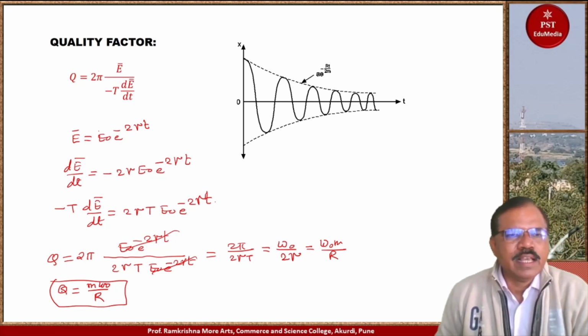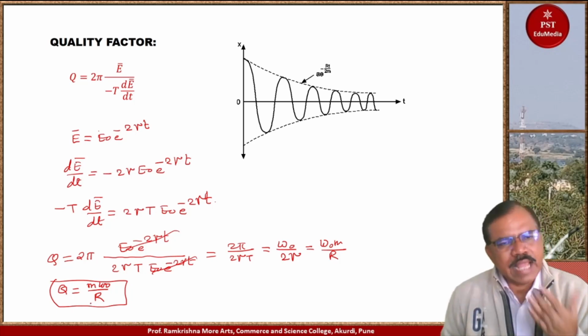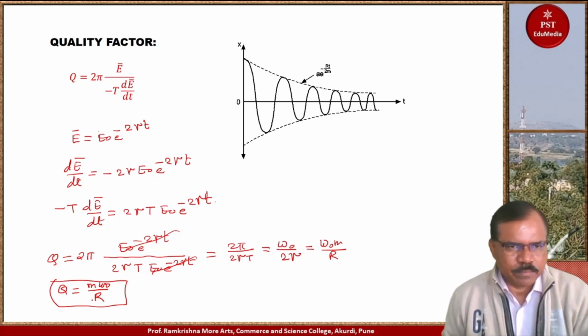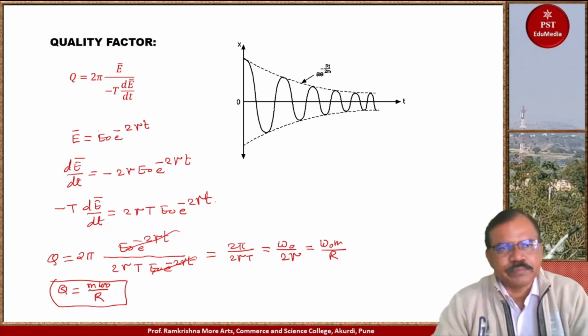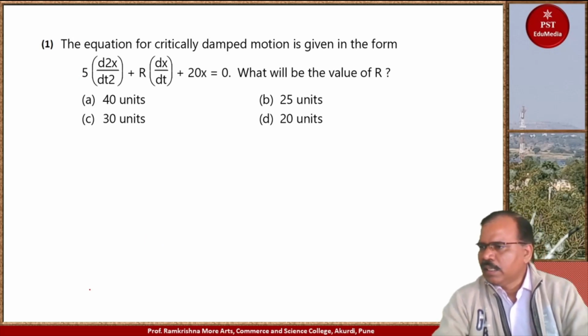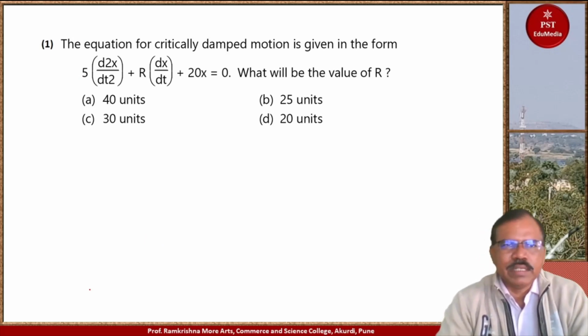Now if we see, Q is inversely proportional to R. So if damping is more, quality factor is less. If damping is less, quality factor is more. So this is about quality factor. Now we'll see one or two multiple choice questions.